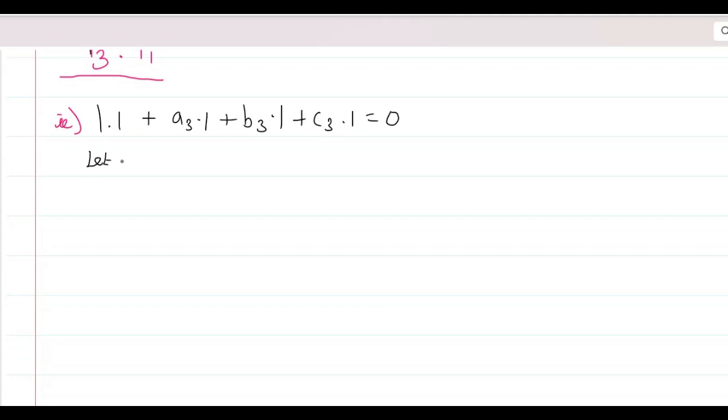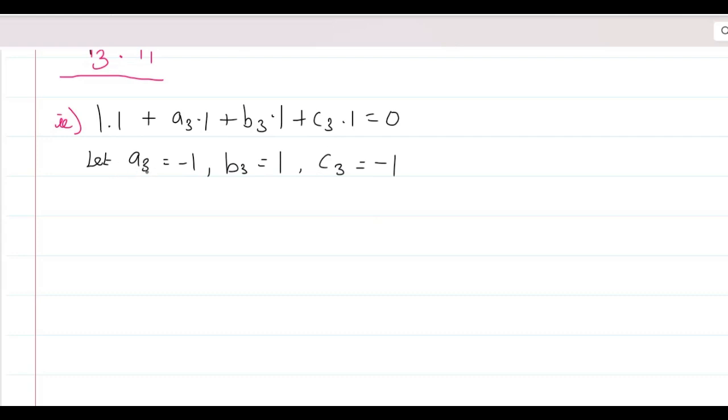Now let us take A3 equal to minus 1. In this case, B3, let us consider 1, and C3 should be minus 1. You can consider it any way, but later when we are consolidating in a character table, the sequence should come in this way for assigning the Mulliken symbols in a sequential manner.